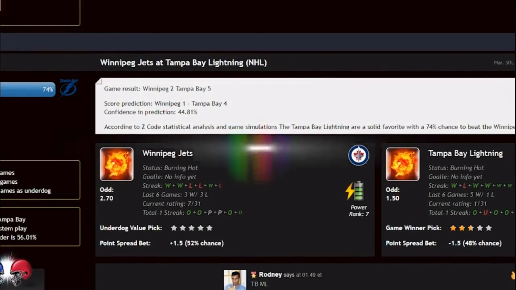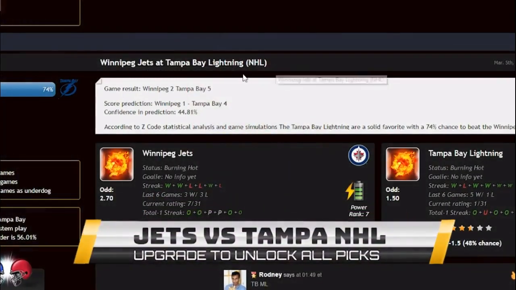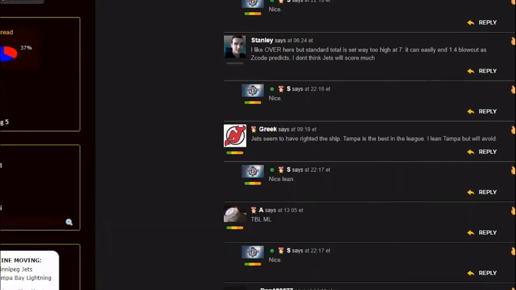Okay, so the next game is the Winnipeg Jets against the Tampa Bay Lightning. Now, by the time of this recording, Tampa Bay was one of the NHL's best teams, so let's check out what the lines tell us.